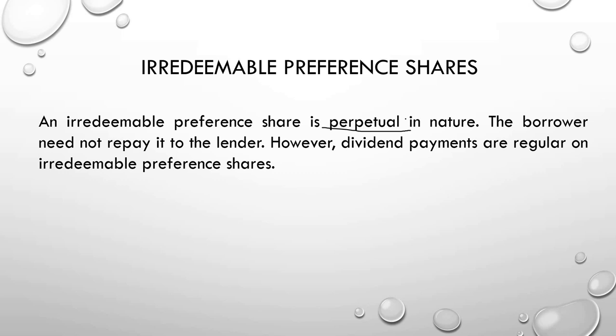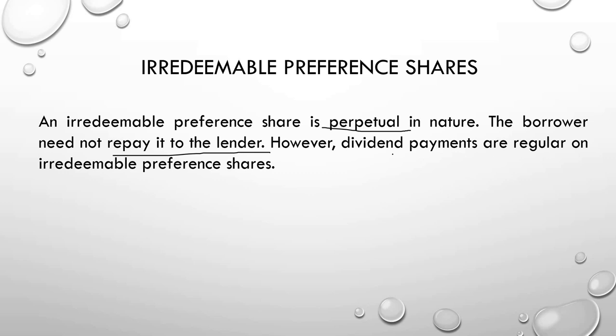So that's why it's named irredeemable, meaning perpetual in nature. The borrower need not repay it to the lender. That means if the company has borrowed the money from the preference shareholders, the company will never repay the money. But yes, the company is going to pay the dividend on those preference shares throughout its life.